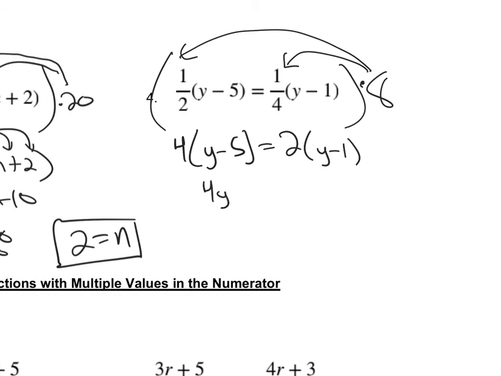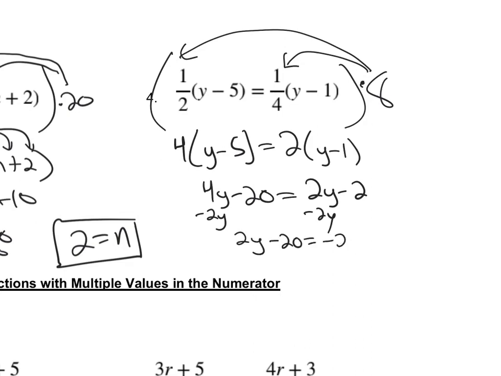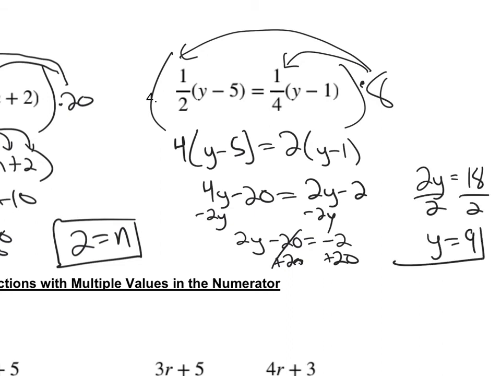So 4y minus 20 after we distribute is equal to 2y minus 2. Now we want to get our variables to the same side, so I'm subtracting 2y, which takes me to 2y minus 20 is equal to negative 2. Add 20 to both sides. And I end up with 2y is equal to 18, divide by 2, y equals 9.